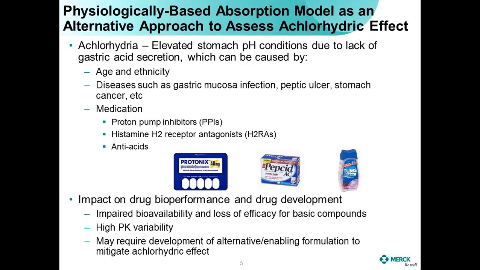To overcome the Achlorhydria effect, one may need to develop an alternative or an enabling formulation to mitigate the Achlorhydria effect, such as by using a solid dosage form containing organic acid to enhance dissolution by increasing the microenvironmental pH, using solid dispersion to improve the solubility at high pH, or using different API forms such as salt form of weakly basic compounds to mitigate the slow dissolution in Achlorhydria condition.